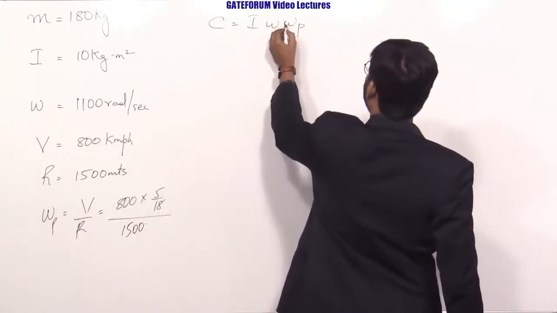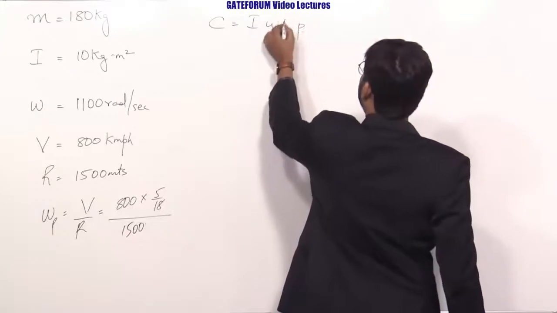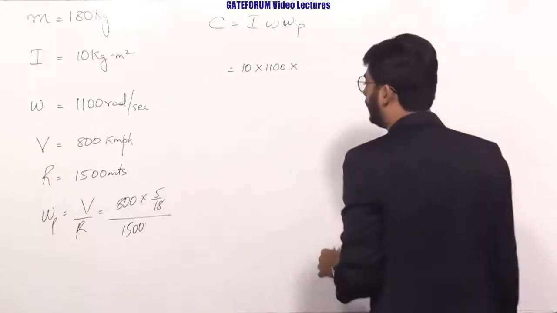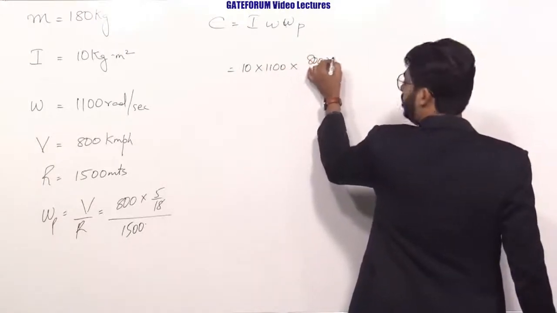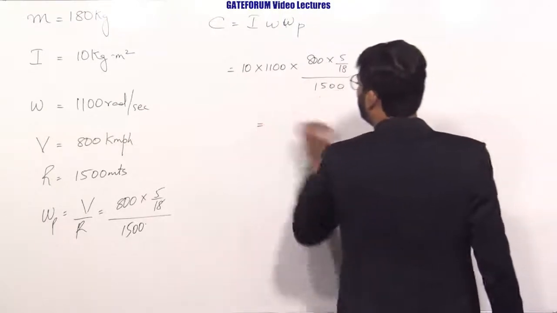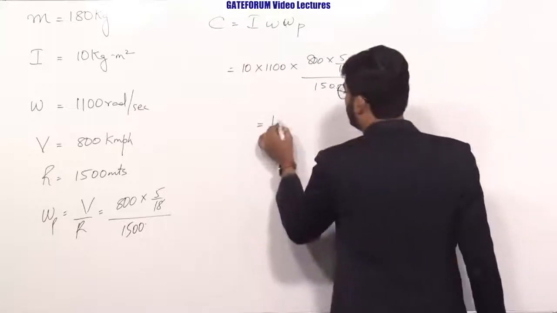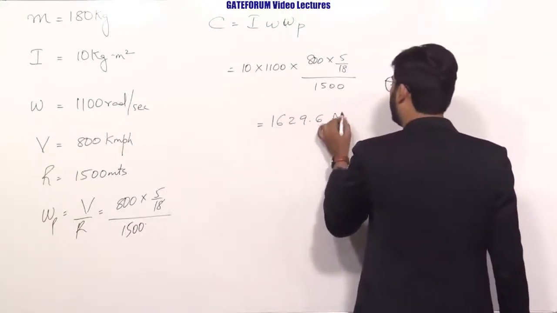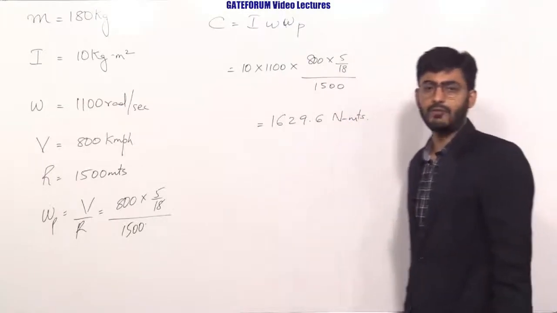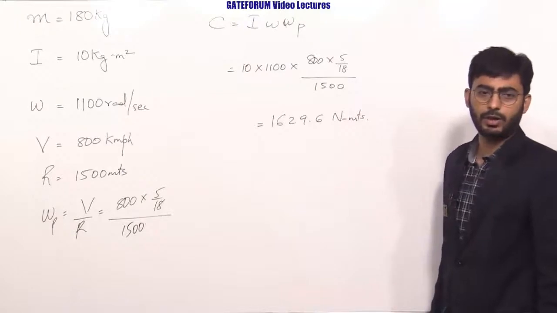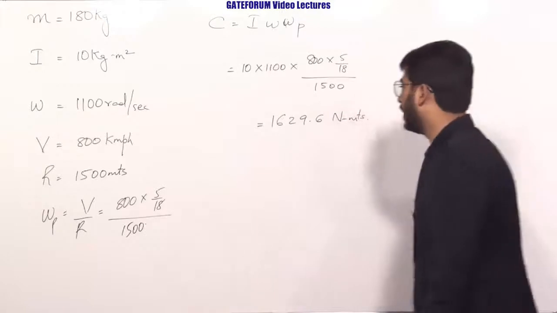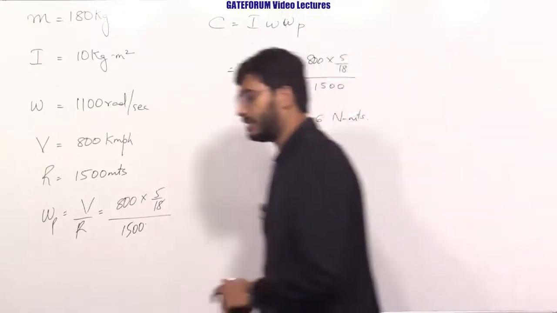Now C is equal to I omega P, that is 10 into 1100 into 800 into 5 by 18 divided by 1500. This results in 1629.6 Newton meters of gyroscopic couple. We have not yet decided whether it will be option A or option B, which gives the information about nose going up or nose going down. So now let us decide the direction.